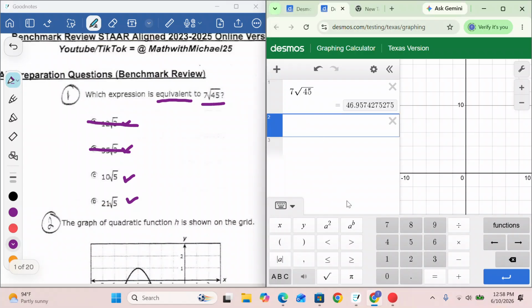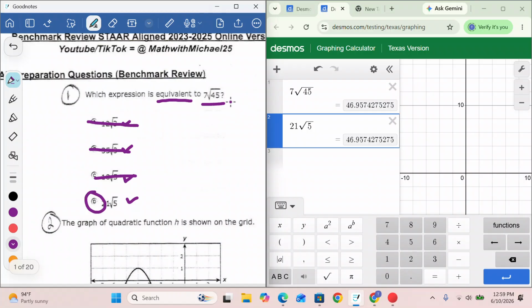Then I put in the third one, and it is 10 square roots of 5. Equal? No, right? And then letter D is 21 square roots of 5. Equal? There you go. Okay, so the answer is letter D for this one.